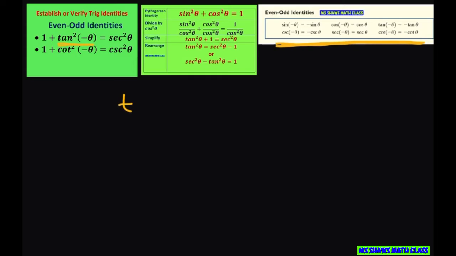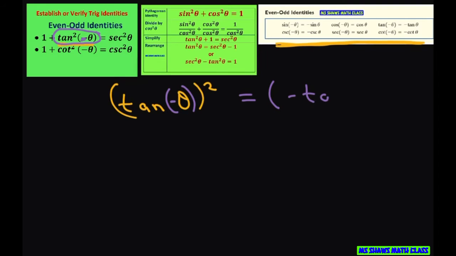This is really tan of theta, squared. All right? So basically, when you use your even-odd identities, and I'm just looking at this, if you have a negative here, that's going to equal negative tan of theta, squared. So when you square out the negative, it turns positive.